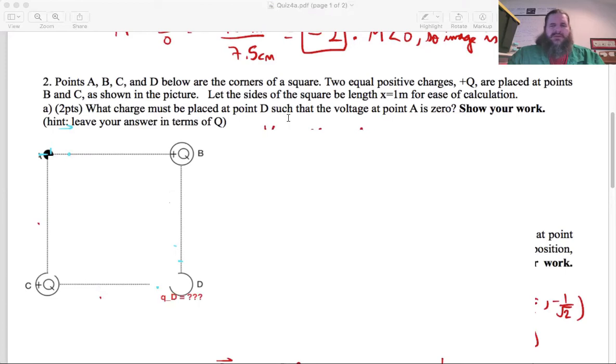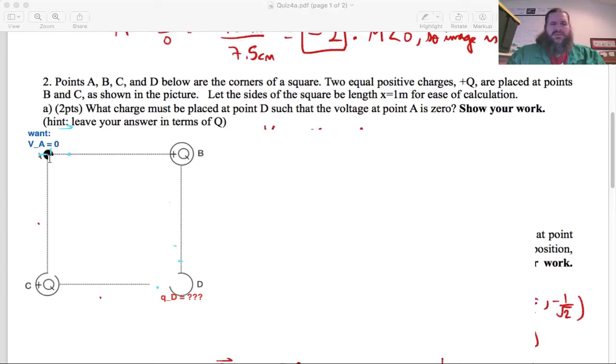And we don't know what that is. But we do know we want to make sure that the voltage at location A is zero. That is the voltage from all the other charges combined. And we get to choose what charge to put at location D to make that happen. Also, we're assuming that all of the side lengths of the square are 1 meter. It doesn't really matter that they're 1 meter, actually. The important thing is just that they're all the same distance, but it does tell us we can treat it as 1 meter.